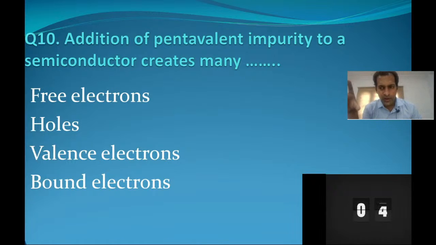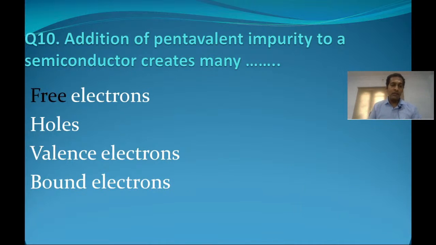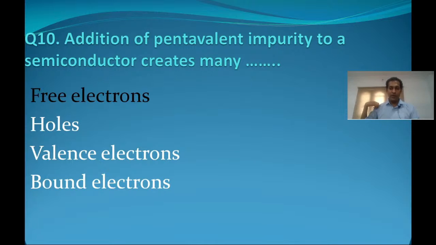Valence electrons are fixed in the outermost shell. Bound electrons are bound. Holes are the absence of electrons, and free electrons are the electrons which are available for conduction. So your time ends now. The correct answer is free electrons. When we add excess electrons, we get free electrons for conduction. That's a very simple logic.